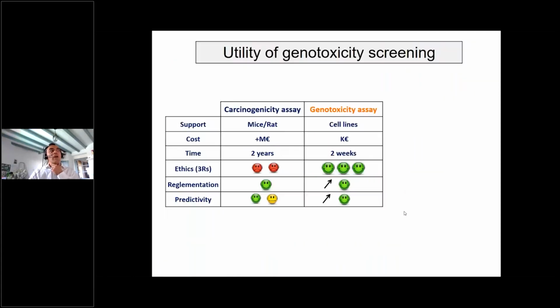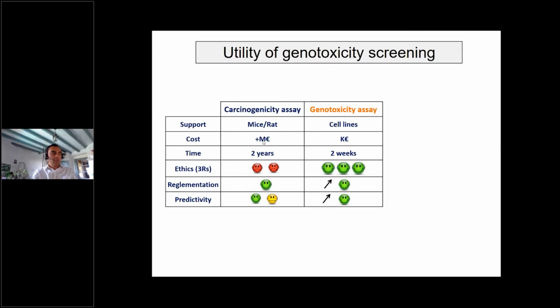So first of all, why use genotoxicity screening? The first point is that carcinogenicity assays are mainly done in mice and rats, and genotoxicity could be done in different cell lines, notably human. And the costs are not the same, millions for carcinogenicity compared to thousands of euros for a genotoxicity assay. Time is not the same. It's more than 2 years to have the final results of a carcinogenicity assay, and maybe 2 weeks for most of the genotox. For the 3R rules, clearly carcinogenicity assays are a problem, and genotoxicity assays are much more 3R compliant.